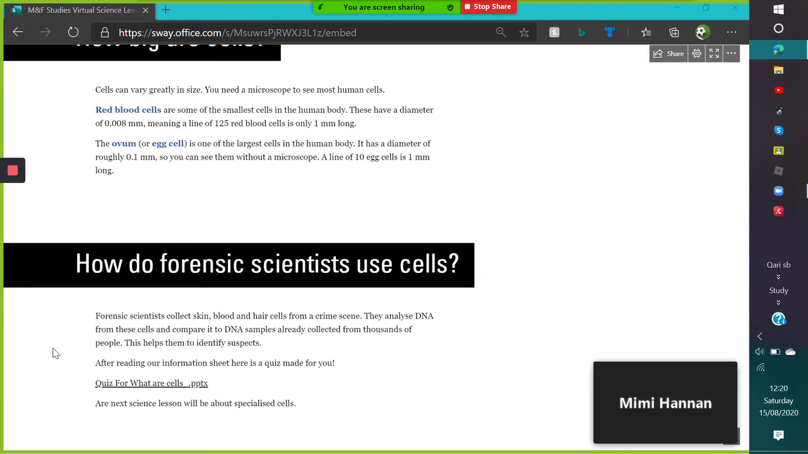Next is how forensic scientists use cells. Forensic scientists collect skin, blood and hair cells from a crime scene. They analyze DNA from these cells and compare it to the DNA samples already collected from thousands of people. This helps them to identify suspects.